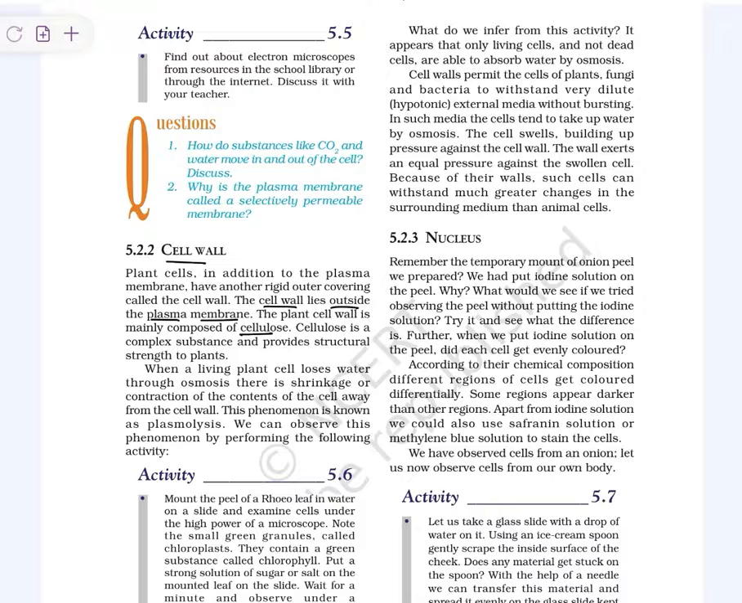दूसरे components भी होते हैं, for example hemicellulose, but majority amount जो होती है cell wall में वो होती है cellulose की. It is a complex substance which provides structural strength to the plants. Now here's an activity: when a living plant cell loses water through osmosis, there is shrinkage or contraction of the content of the cell away from the cell wall.